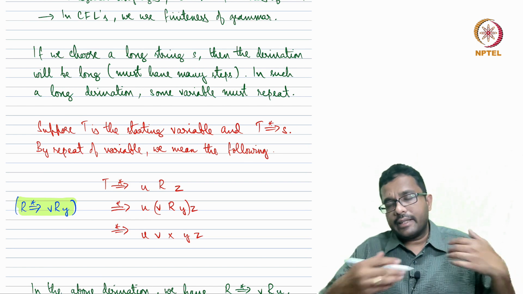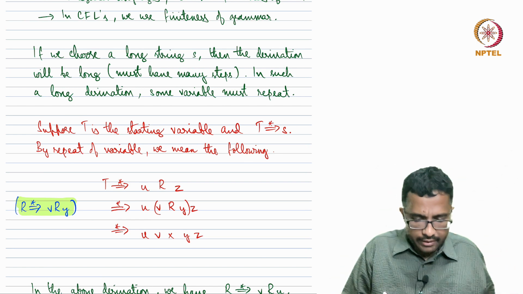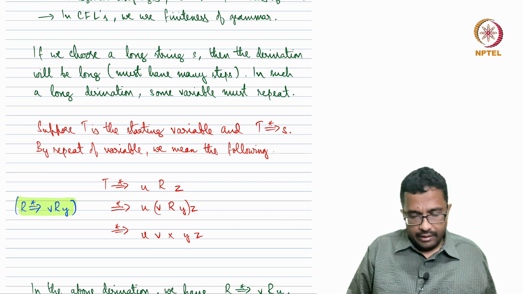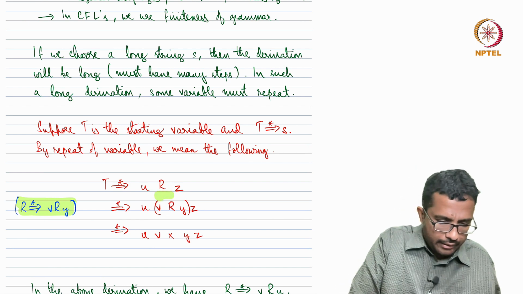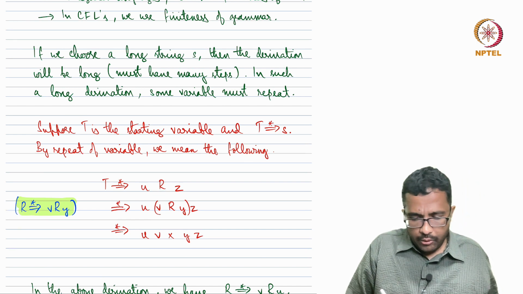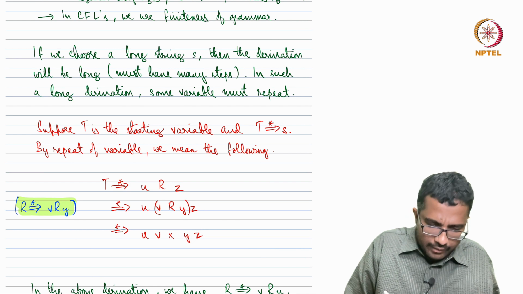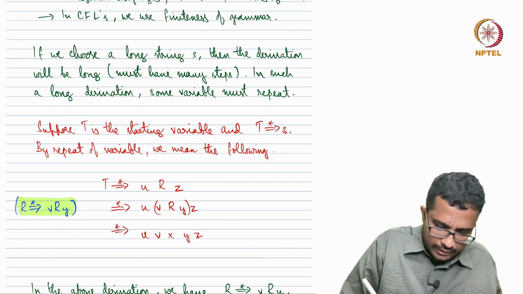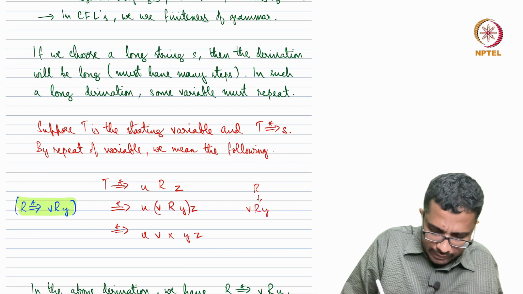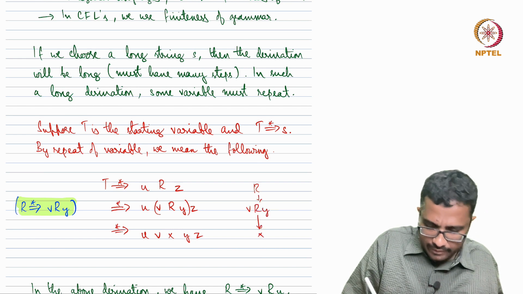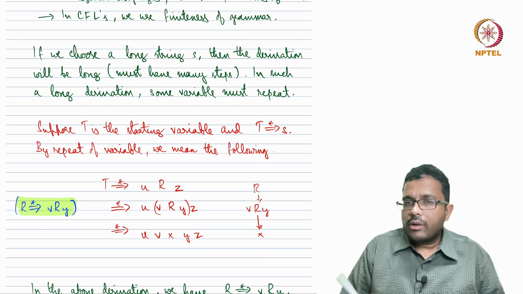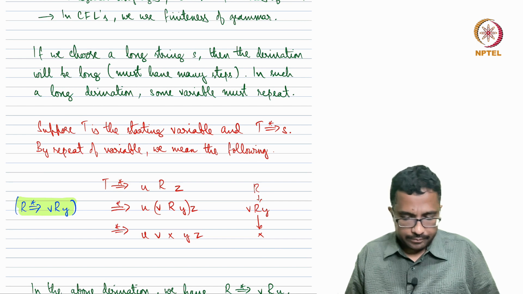So if the string is long, the derivation has to be long. Some variable R must derive itself at some point, right? So that's what I've written here. Initially R derives VRY, and then the middle R derives X. Okay, so that's what is happening, and this is what we will exploit for the pumping lemma.